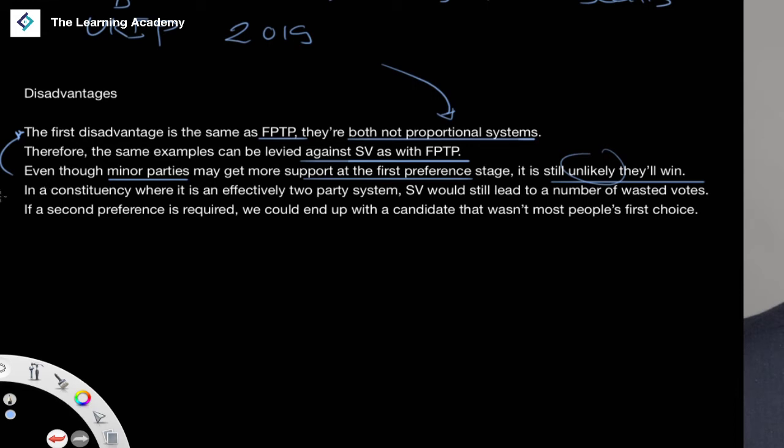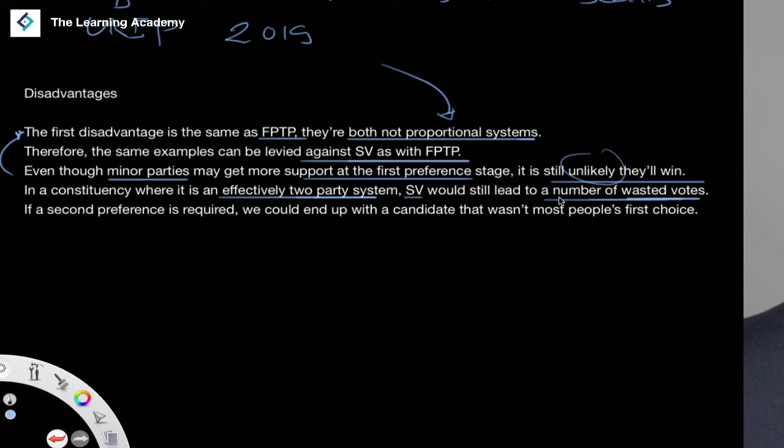And this brings us to our next criticism, which is that in a constituency where we effectively have a two-party system, the supplementary vote system would still lead to a number of wasted votes. Because even with a first and second preference and an absolute majority needed to win, in a heavily two-party election where the vast majority of votes go to these two parties, if the one party that you voted for got 70% or 60% of the vote, well then there are a lot of wasted votes there.